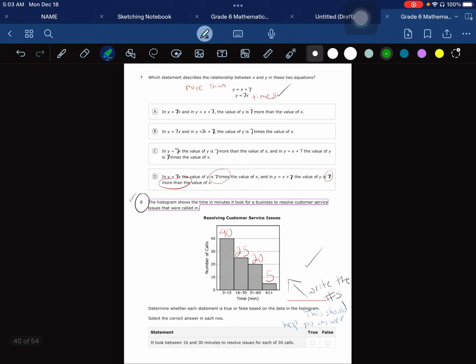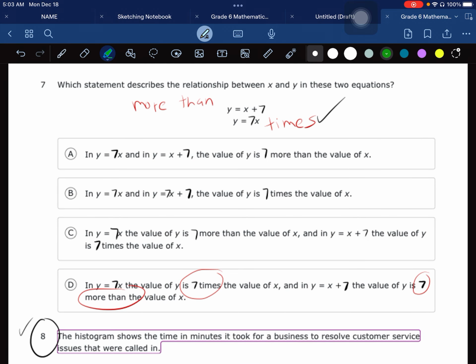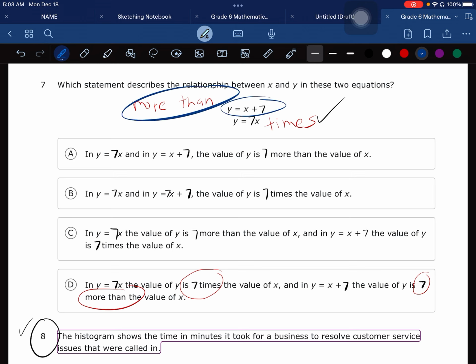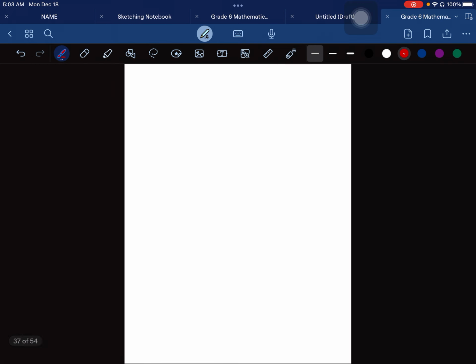Ahora, la número 7, chicos. Continuamos. Which statement describes the relationship between x and y in these two equations? Well, this is more than and this is times. The only one that tells you exactly that is D. Enough said? Yes, sir.